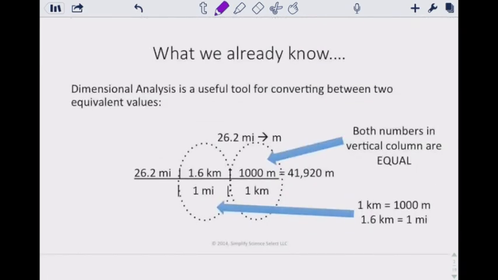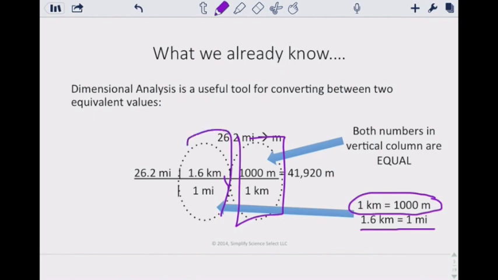So what we already know coming into this is that dimensional analysis is a useful tool for converting between two equivalent values. When we're looking at this, we use our statements of equality and our conversion factors. In this example, we're looking at converting 26.2 miles, which is a marathon, into how many meters that is. When we look at both numbers in the vertical column, those are equal. And so this is where we get our statements of equality, where we say that 1 kilometer is equal to 1,000 meters, and we see that one right here, and we see that 1.6 kilometers equals 1 mile, and we see that one here. Those are our statements of equality that we can use to convert. And so in this case, we converted from 26.2 miles to meters, which is 41,920 meters.